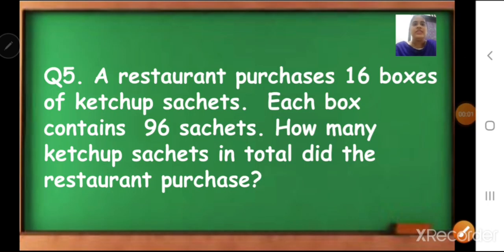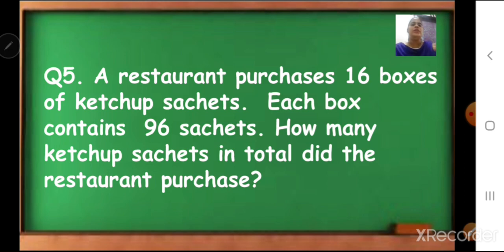Children, next question number 4 is homework. Question number 5. Now question number 5 you are going to write down and solve on a new page. Write the question. A restaurant purchases 16 boxes of ketchup sachets. Like tomato sauce, those sachets. Now each box contains 96 sachets. How many ketchup sachets in total did the restaurant purchase?